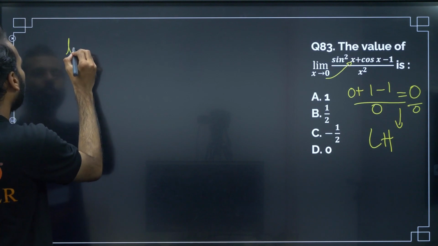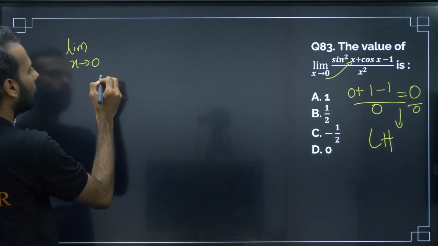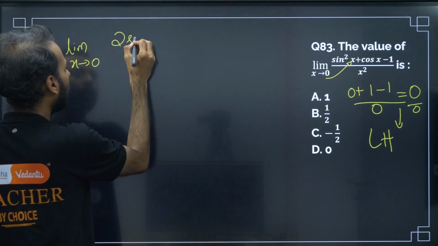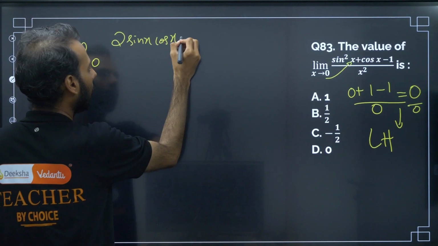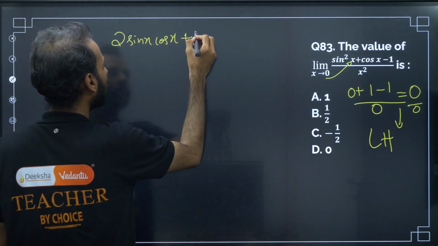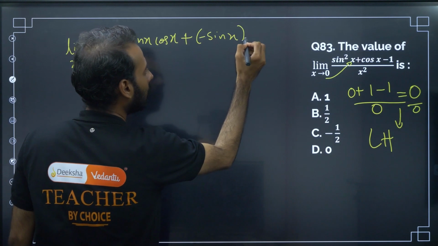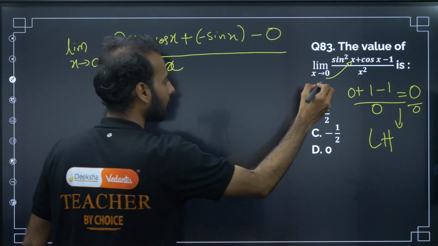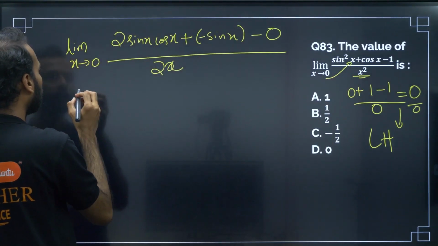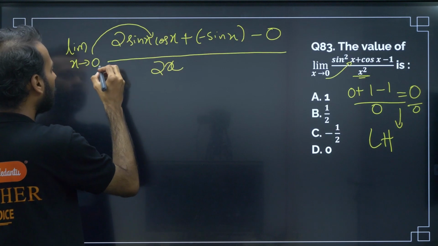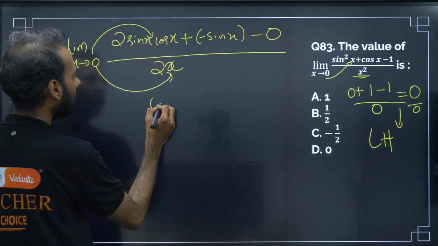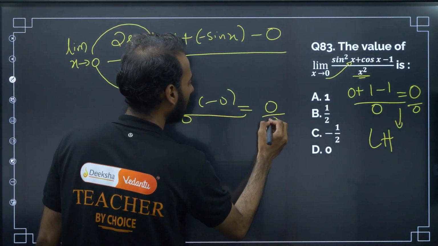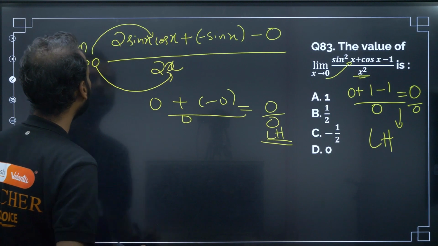So what does the L'Hospital rule say? Limit x tends to 0. Let me differentiate this numerator. This becomes 2 sin x cos x plus, in place of cos x, the differentiation becomes negative sin x, minus 0, since the differentiation of a constant is 0, divided by 2x. X square becomes 2x. Now if I place 0 everywhere, it is 0 plus minus 0 by 0. So 0 by 0, go for L'Hospital again.